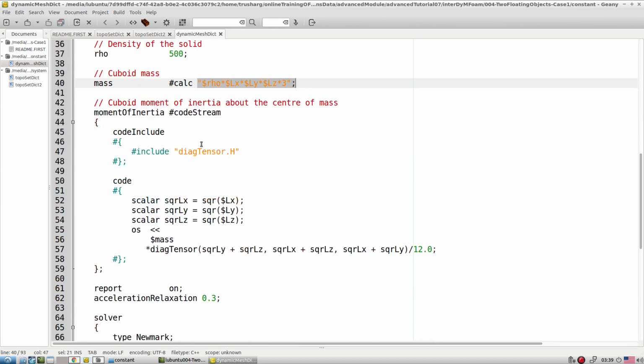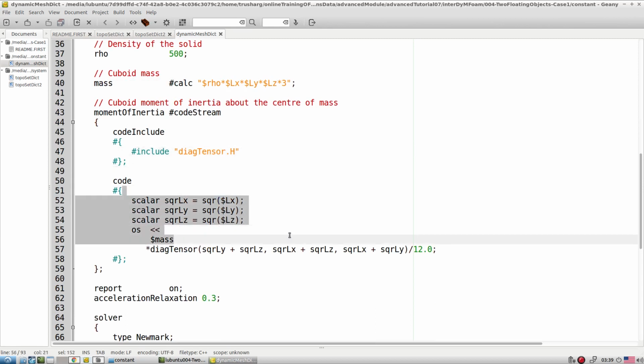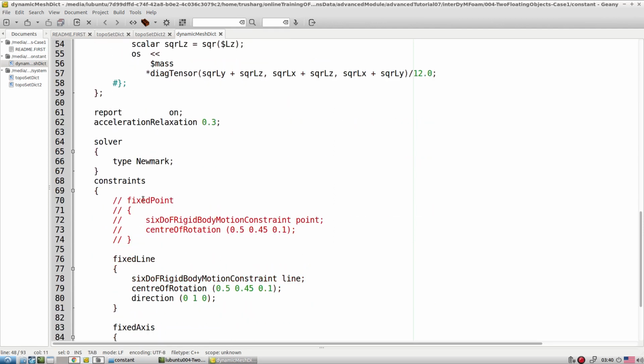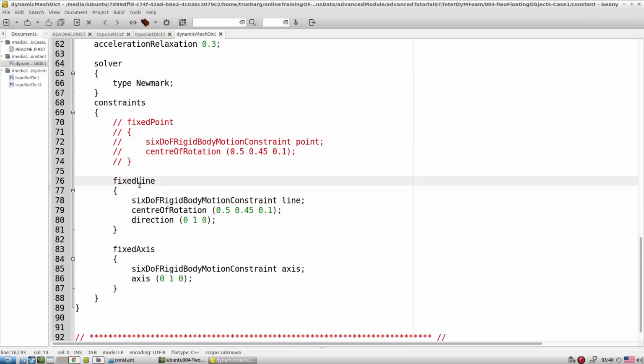For moment of inertia we use this code entry, and we calculate the moment of inertia for that. Then we have constraints: a line constraint and an axis constraint we are specifying. That means we only leverage the y motion as far as rotation is concerned. We are not allowing the object to rotate in the x and z directions. That is what we are specifying here.